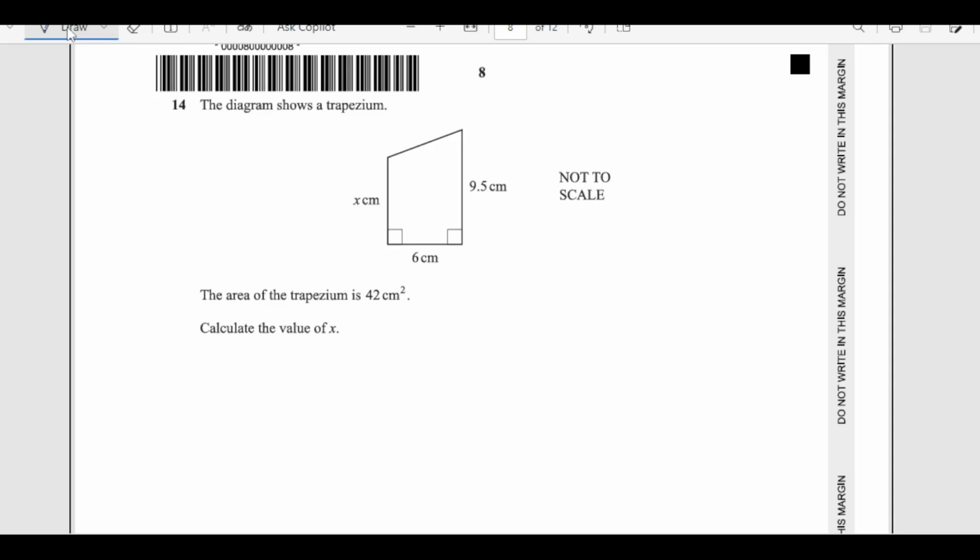This is the second part of Cambridge IGCSE October-November 2024 paper 1-2. This is question number 14. In the previous video we have done questions 1 to 13.